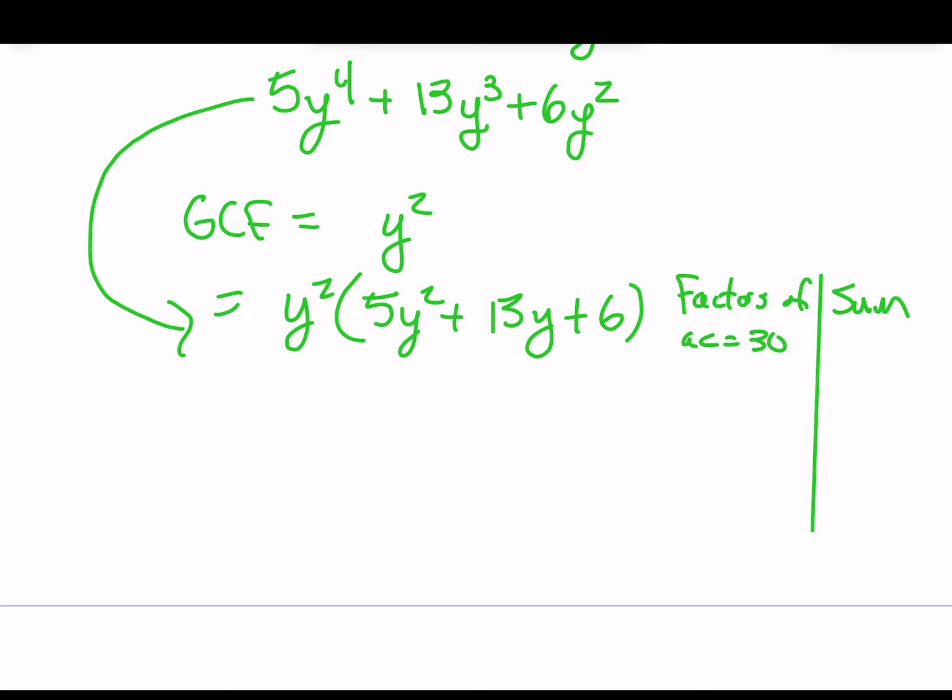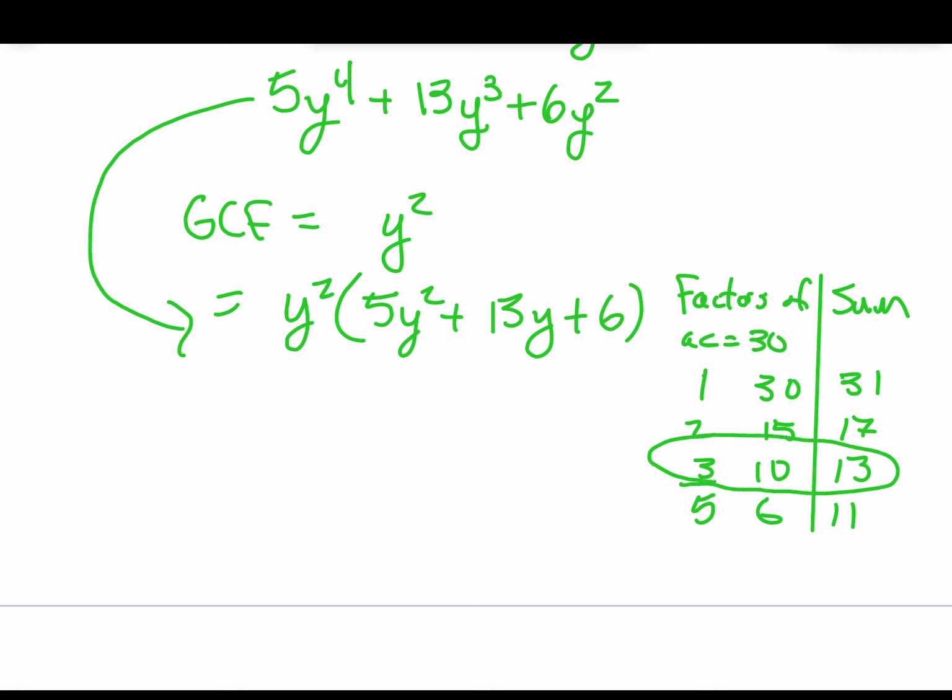So we have C is 6, which is positive, so both factors have to have the same sign. Our B is 13, which is positive, so both factors are positive, so 1 and 30, 2 times 15, 3 times 10, and 5 times 6. Okay, 1 plus 30 is 31, 2 plus 15 is 17, 3 plus 10 is 13, and 5 plus 6 is 11. So we want the 3 plus 10.